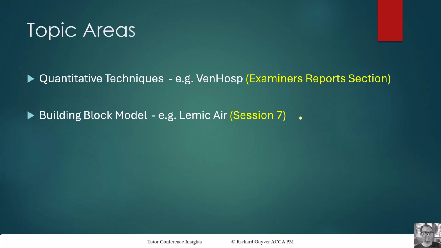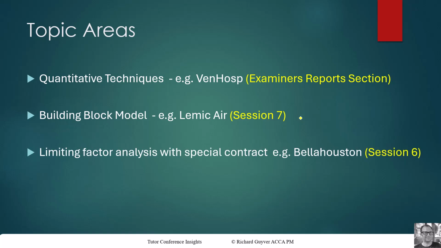So it's a really good example of a question to practice, because it's probably more likely what you're going to get in a section C question with that template. Another one that they raised as a problem again and again is limiting factor analysis, but where there's a special contract. An example is Bella Houston, and once again, you'll find that's one of the questions I've put in the revision course with a debrief video.